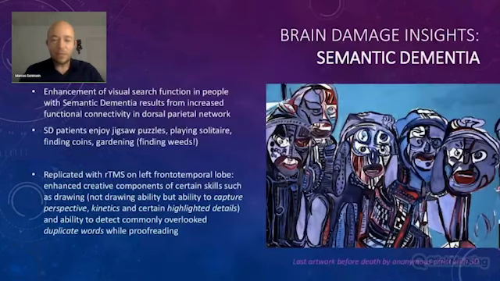So we're going to learn a little bit more now about semantic dementia. Essentially what it appears is that there is an enhancement of visual search function in people with semantic dementia, which is because they are having more functional connectivity in the dorsal parietal network. Brain scans show that there isn't a specific new density that's arising, but there is more functional connectivity. So you could say in a way there's more white matter being laid down and faster connections in their strategizing and ability to scan a wide area very quickly.